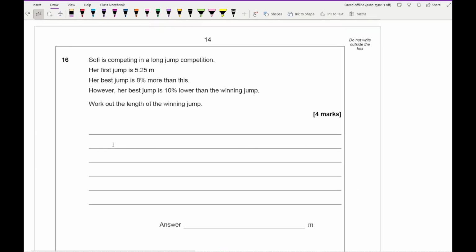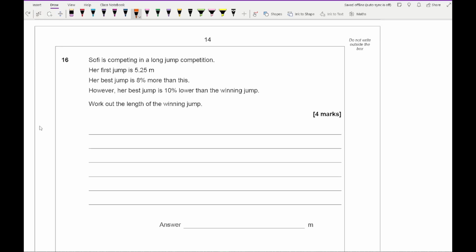Moving on to question 16, it says Sophie is completing a long jump competition. Her first jump is 5.25 meters. Her best jump is 8% more than this. However, her best jump is 10% lower than the winning jump. Work out the length of the winning jump.